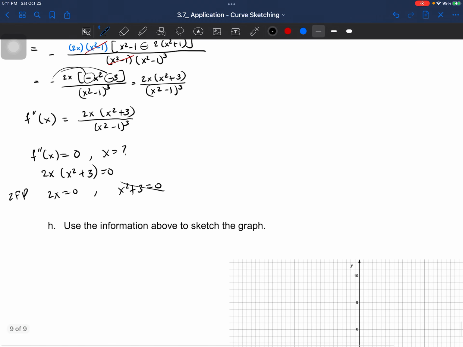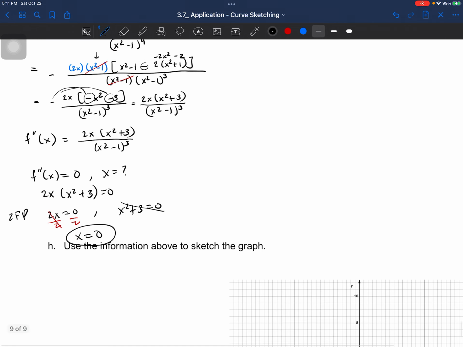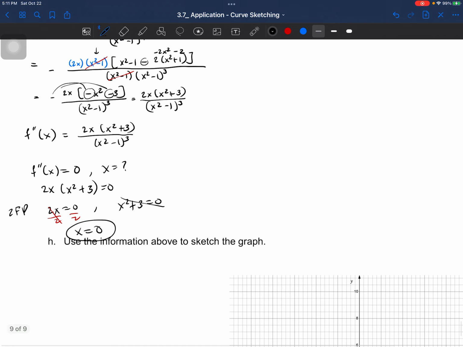This needed to be a negative 3 to be able to cancel with the 3 and give you a 0. But x squared is always going to be a positive number, never going to be a negative 3. So that's not going to work. So this allows us to just solve for x here, and we end up getting x equals 0. So that's one of them. That's a possible critical number. Let's finish the other one.